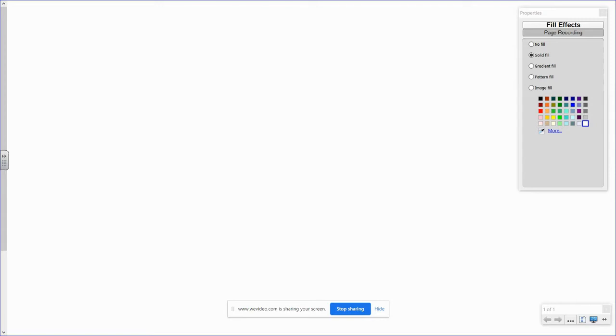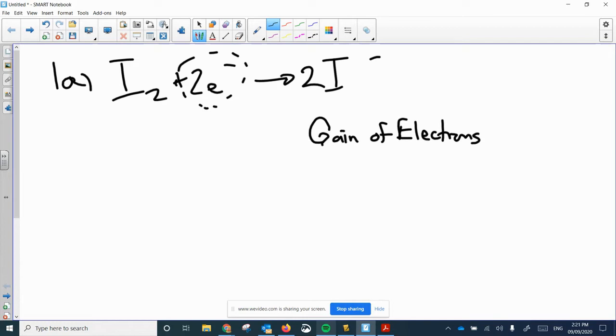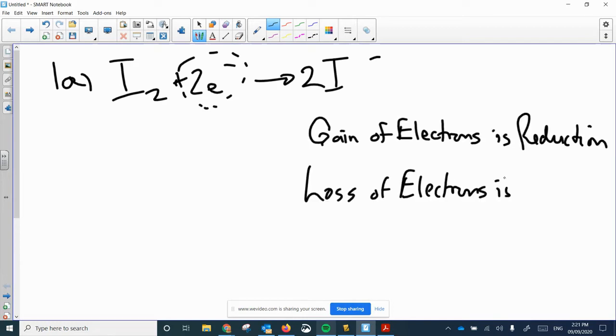All right. Question number 1A. In this question, we need to identify each of the following changes as either oxidation or reduction. In this case, iodine is gaining 2 electrons to become iodide. Electrons as a reactant means electrons are gained. Let's make a couple quick notes here. The gain of electrons is reduction, the loss of electrons is oxidation.